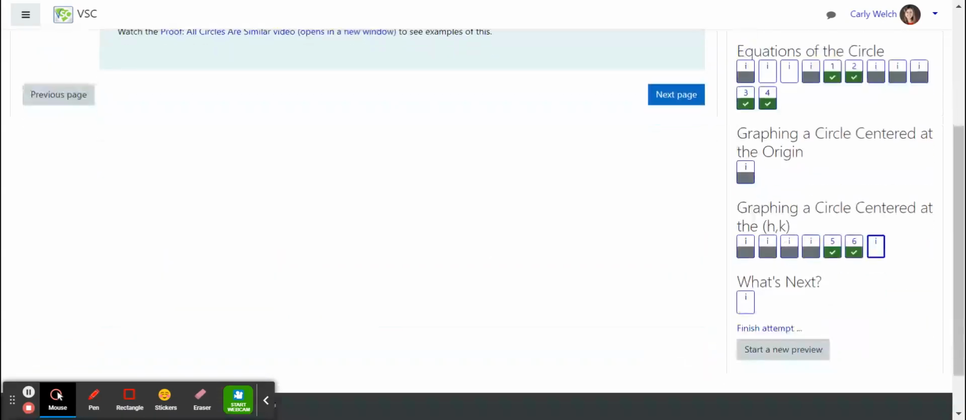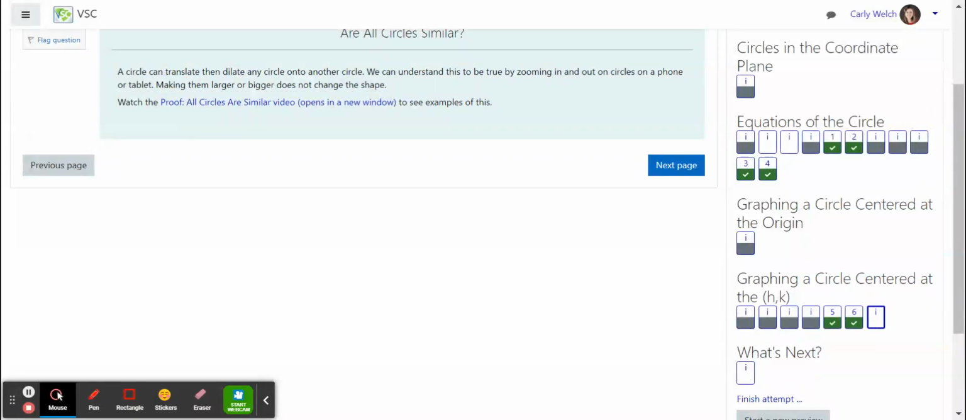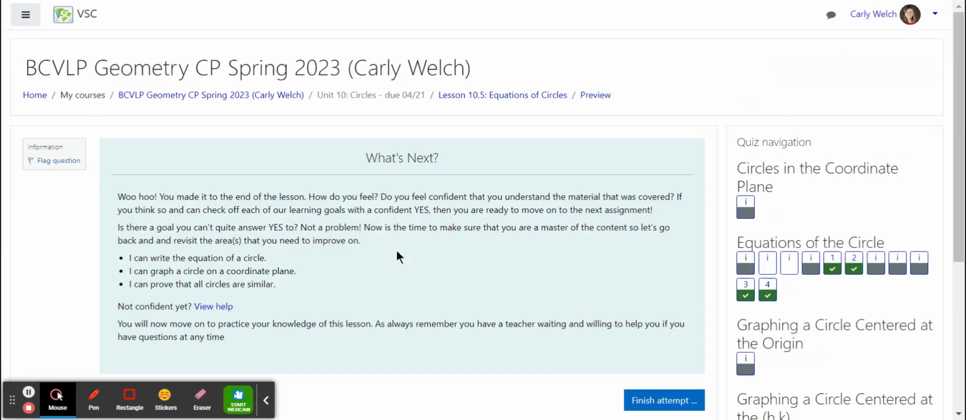And then, are all circles similar? Making them larger or bigger does not change the shape. And then you can watch this video if you need proof. And that's it.